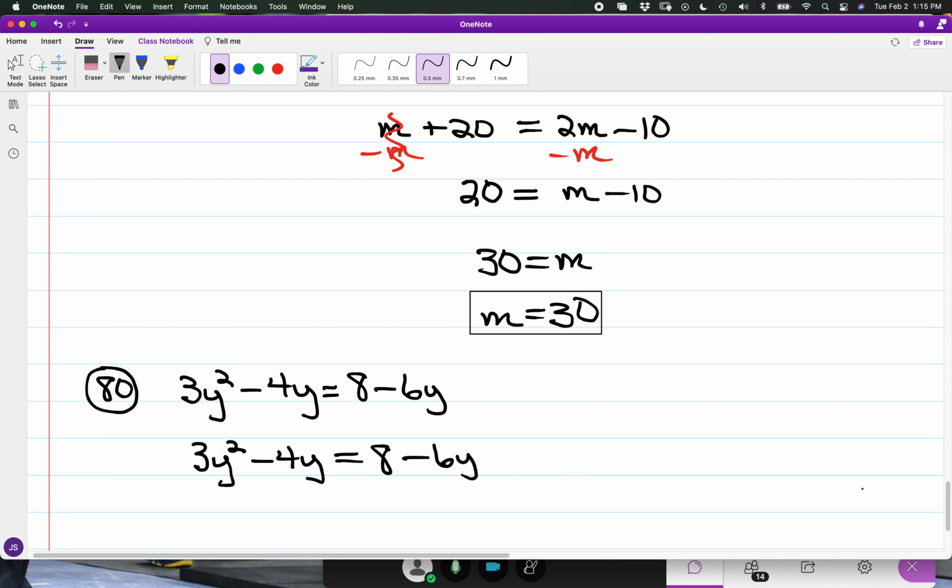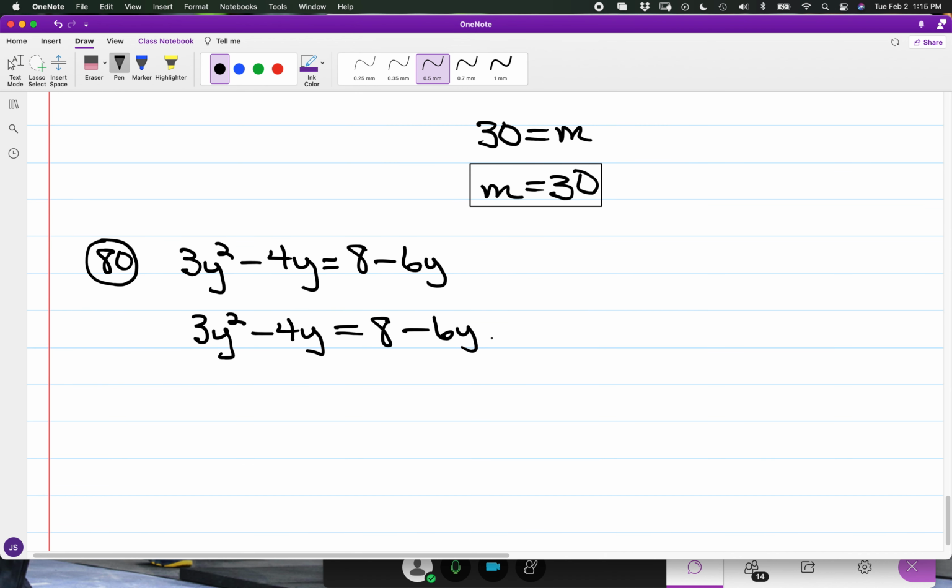So what I can do here is that I can just move the 6y and the 8 terms from the right. So you have adding 6y, also taking away 8, so we have negative 4y plus 6y. Okay, so this is going to be a positive 2y. And we have minus 8. And we have this equal to 0.